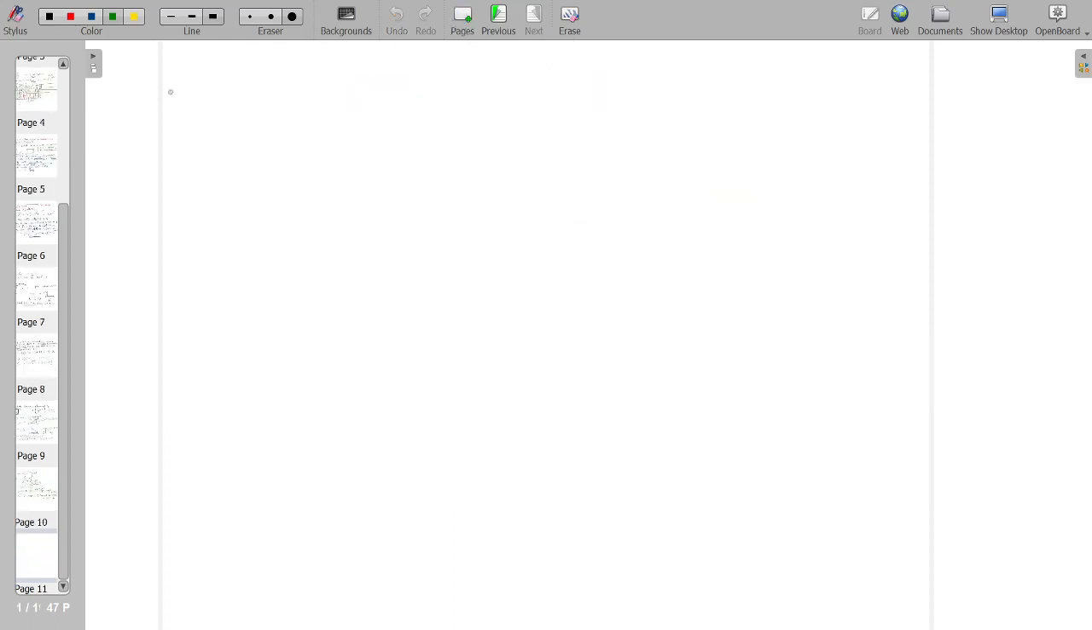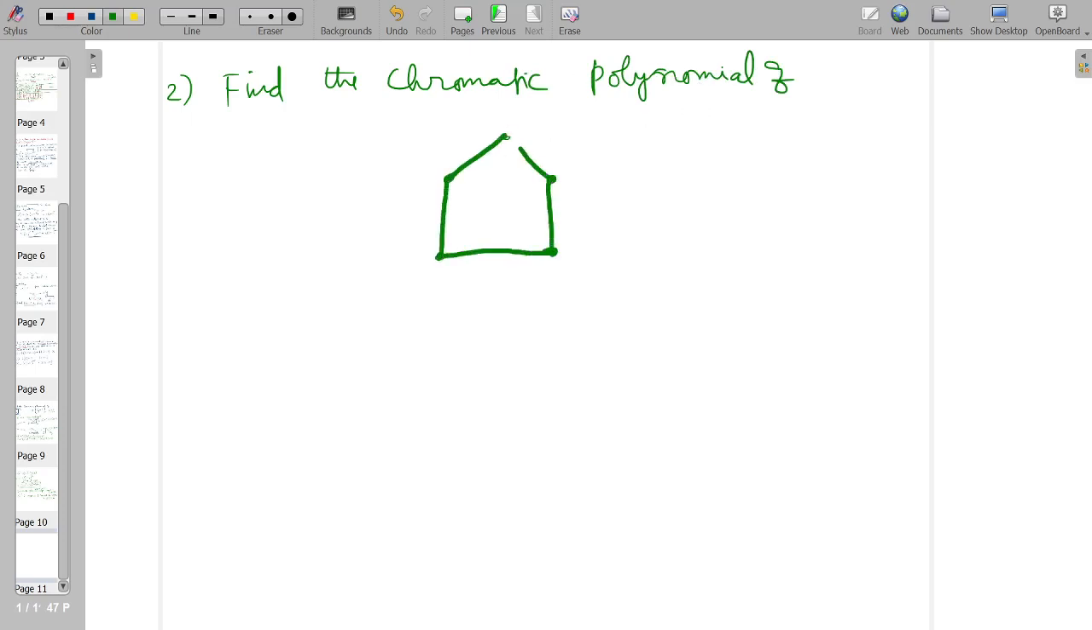Now I will solve another problem that will be a little bit more difficult than the one that we have solved here. Find the chromatic polynomial of the graph that is given here. This has got lots and lots of non-adjacent vertices, so A, B, C, D and E.